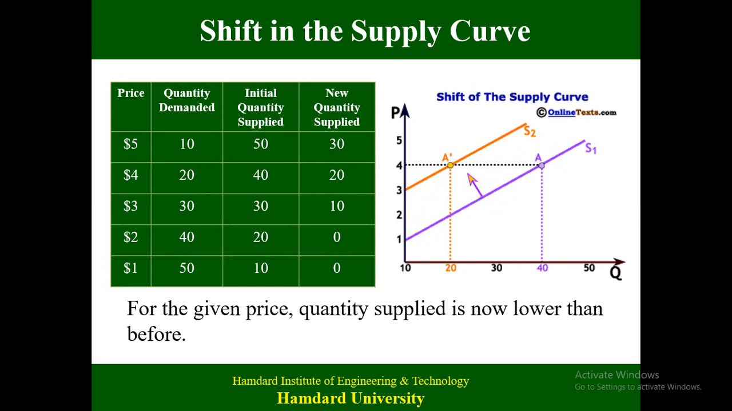Before that, we discussed the equilibrium aspect. At the given price, the quantity supplied is now lower than before. This is the supply curve of one product, and it shifts from point A towards point B, with quantity going from 40 towards 20, from point A to A dash. But the price would be the same. This is the same scenario we have already seen in the change in the supply curve, from 40 to 20 at a price of 4.